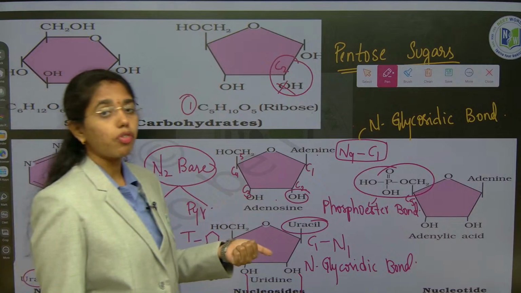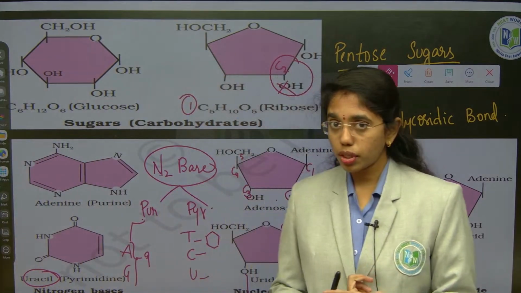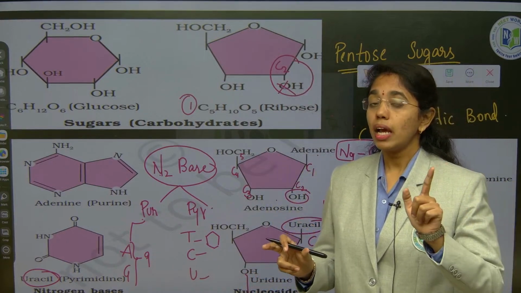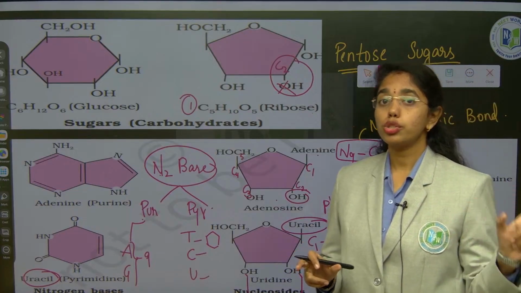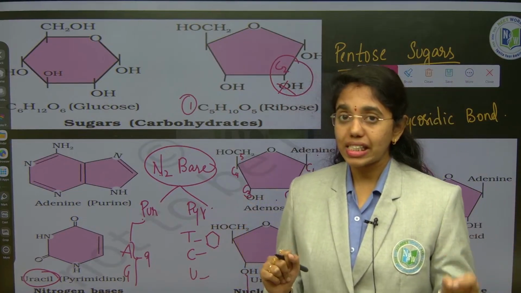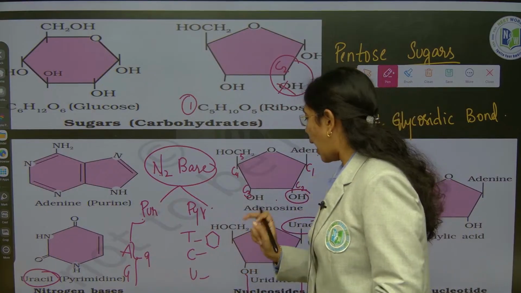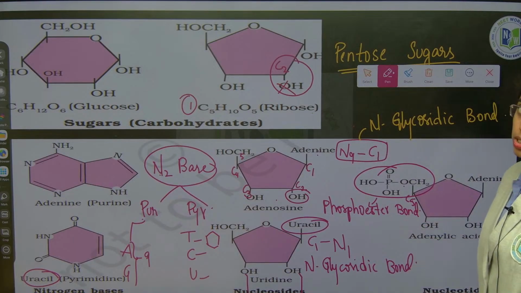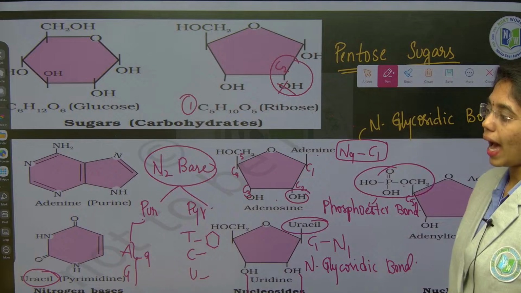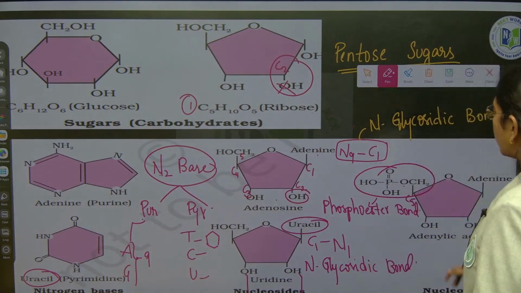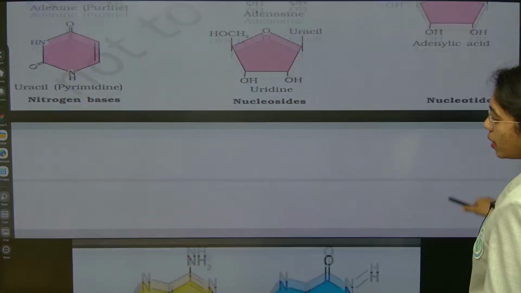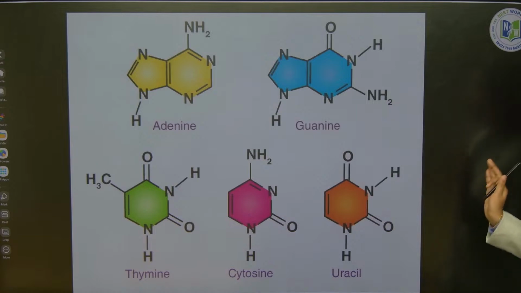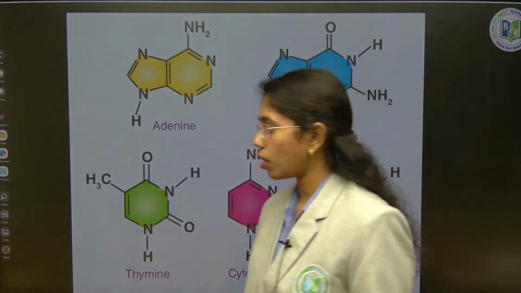Single nucleotide is formed by sugar, nitrogen base, phosphate group. Sugar binding to purine, it will be C1 N9 glycosidic bond. Sugar binding to pyrimidine will be C1 N1 glycosidic bond, and sugar binding to the phosphate group at 5th carbon is phosphoester bond. So, in a single nucleotide you will have one glycosidic bond and one phosphoester bond. Clear, right? So, these are the purines and pyrimidines. Make a clear note of this.